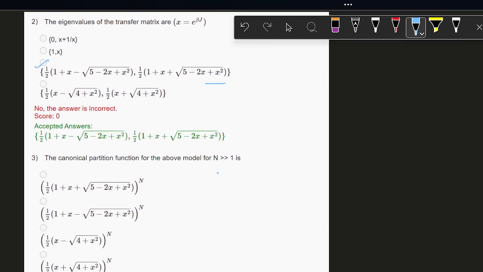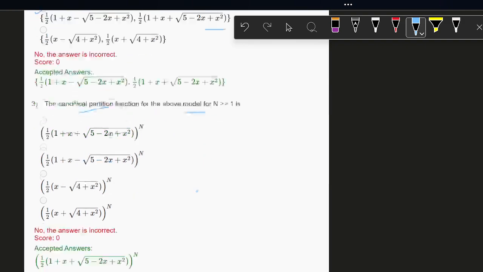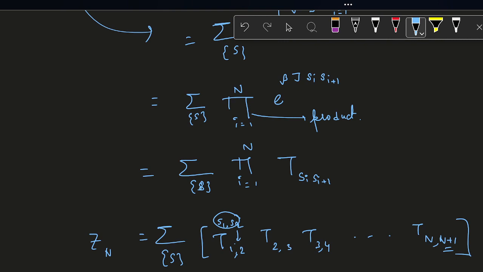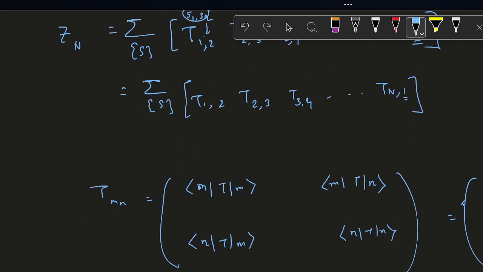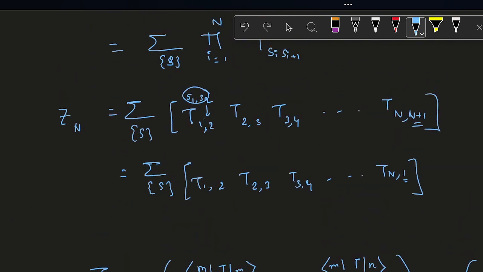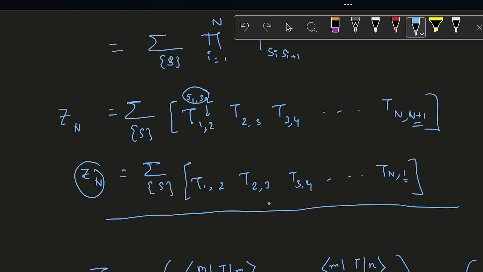Now in the third problem, it is asked for the canonical partition function for the above same model when your number of spins n is much greater than 1. So when you have a very large number of spins, then what will be the value of the partition function Z? Now to answer that, we have to remember some parts that we have already solved earlier. So up to this part, we obtained the mathematical connection between the partition function Zn and the product of the matrix element values.